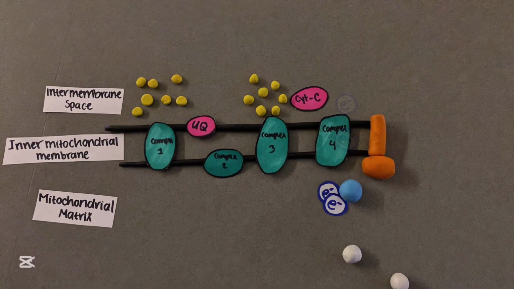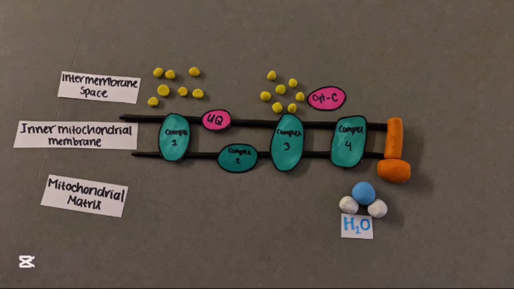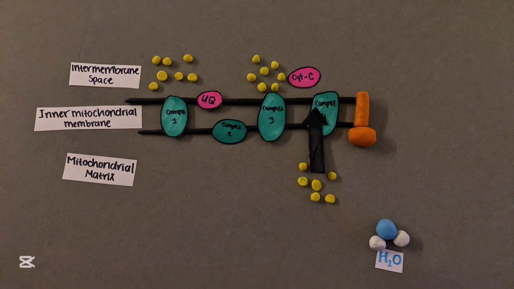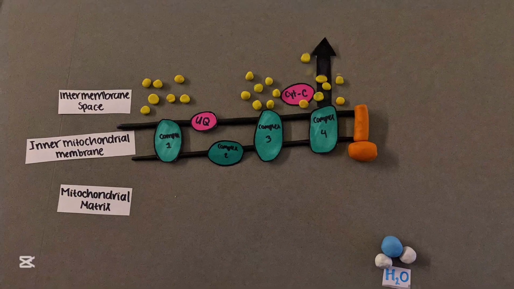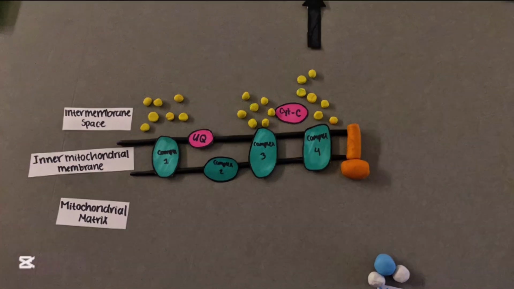At complex 4, electrons are accepted by the final electron acceptor, oxygen. The oxygen then combines with these electrons and protons to form water, H2O. This is a very important reaction because it allows for the electron transport chain to continue by clearing the electrons. Complex 4 also pumps protons from the mitochondrial matrix into the intermembrane space, further contributing to the concentration gradient.